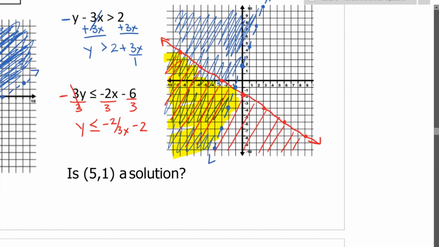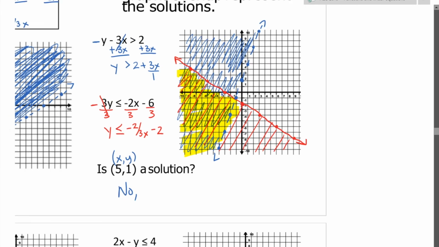So, when I ask you, is 5 and 1 a solution? Let's look. Remember, x goes first and y goes second. So find 5 and 1. This is 5. If I go up to 1, notice how this area is white? That means it's no solution. But negative 10 and negative 1 is a solution to this problem.